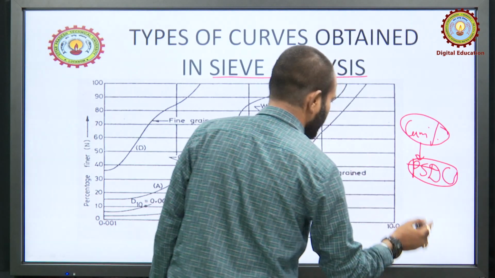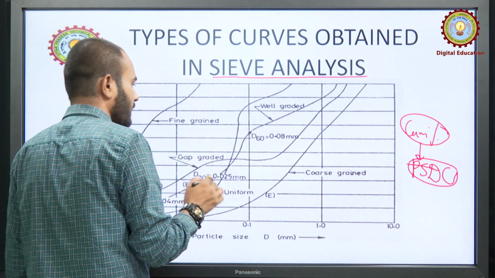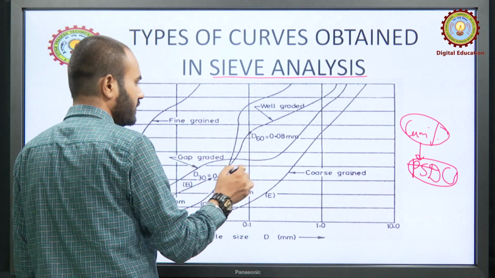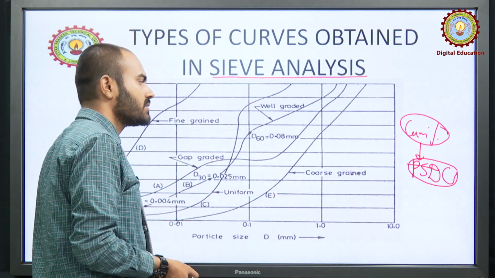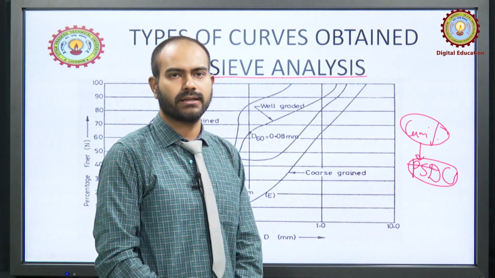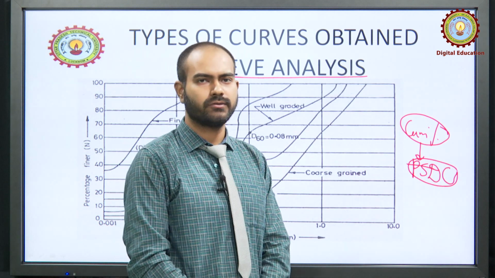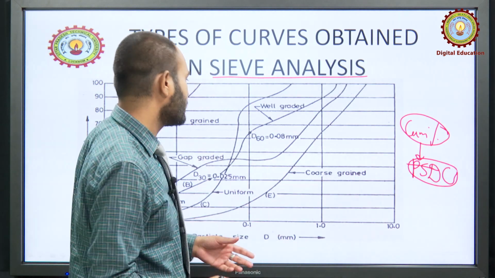But you have to see that we don't always get a smooth curve. In the field, the soil may be gap graded or well graded or anything like that. Now what are these gap graded and well graded? We will look into this diagram so that you can have a picture of this.